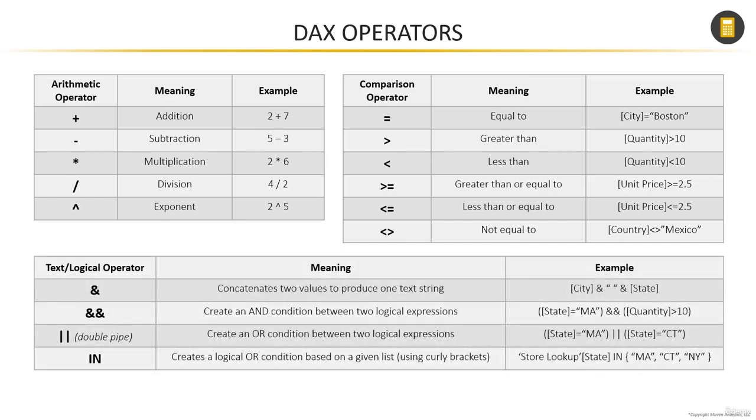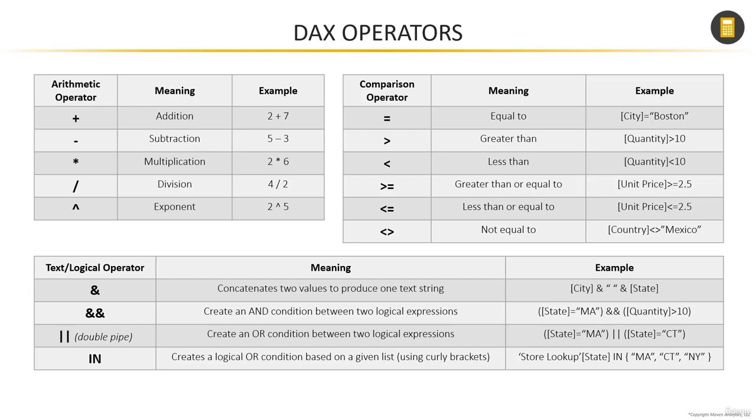And then where it gets a little bit more interesting is with the text and logical operators. And these ones are a little bit different from other formula languages that you may be used to. So one of the consistent ones is using the ampersand as a concatenation tool, where you can combine values to produce a single text string. But some of the newer ones are the double ampersand, which is an and condition, or the double pipe, which is an or condition. And on most PCs, you can find that pipe icon by holding Shift and pressing the key right beneath the backspace.